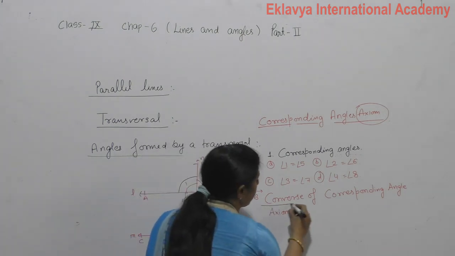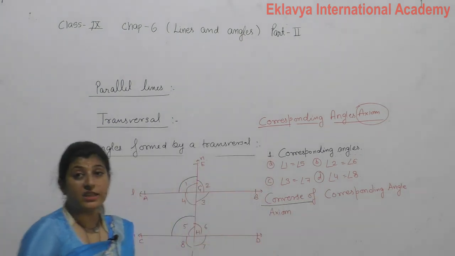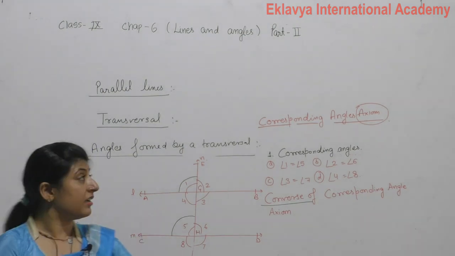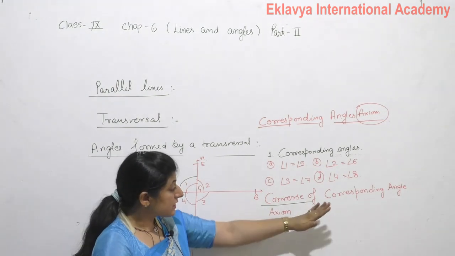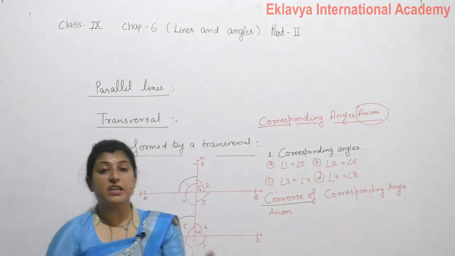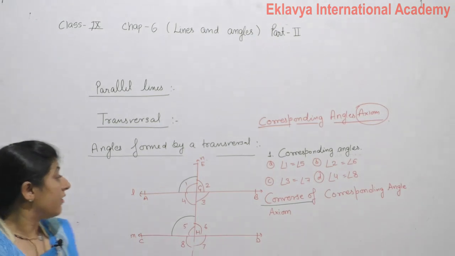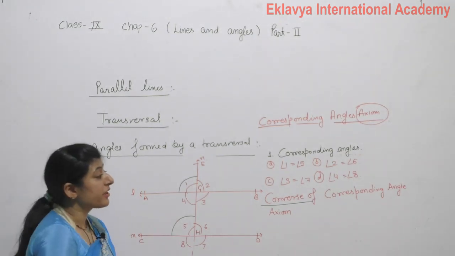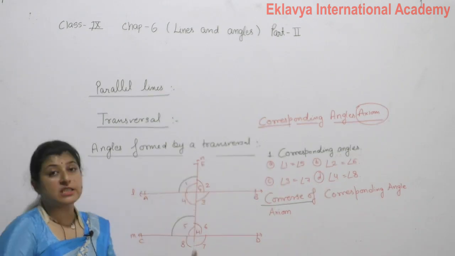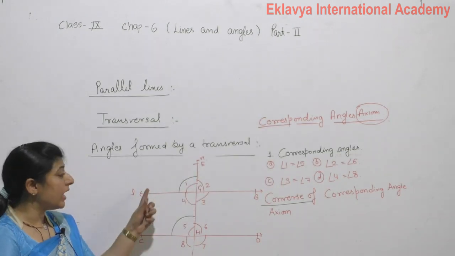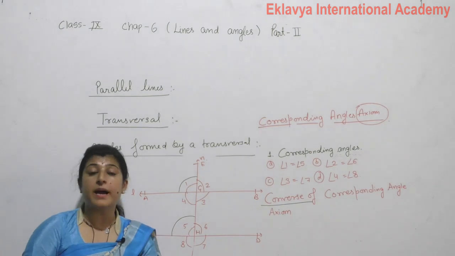What is the meaning of converse? In converse, what is given here, we have to prove, and we can take just the reverse of it. What is the statement of the converse of the corresponding angle axiom? When a transversal intersects two lines, now this is not a parallel line.